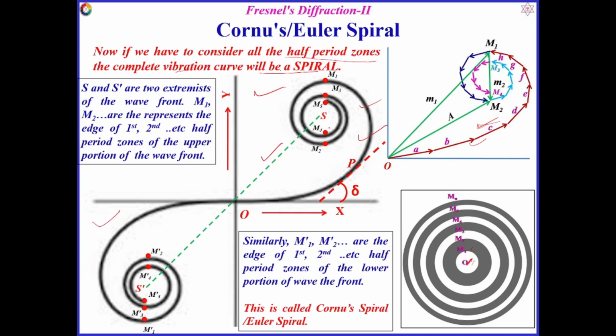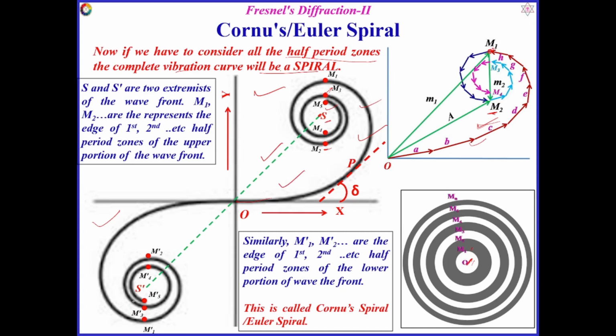Here you can see that this one starts from O. For the first half period zone we found M1, here M1, here M1. From here to here, this is your M2. From here to here, this point belongs to M3. From here to here M4, then here to here M5, and the center of this spiral we considered as S in the first quadrant.